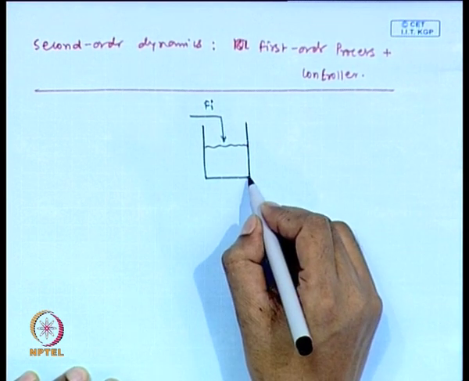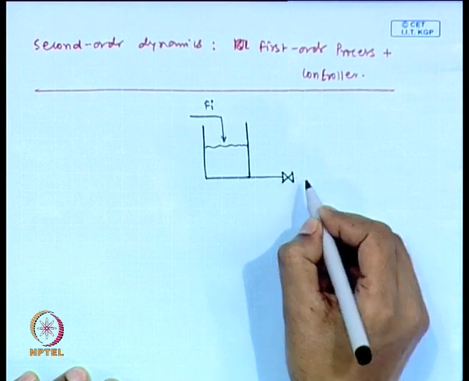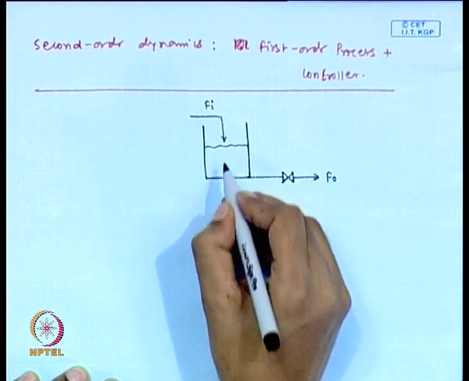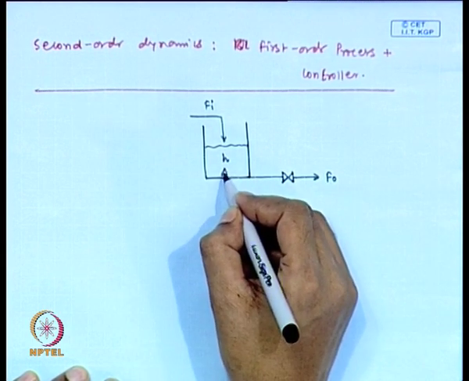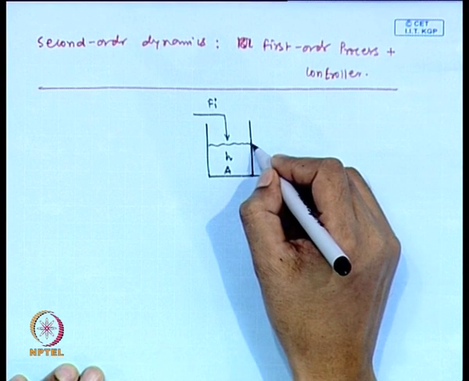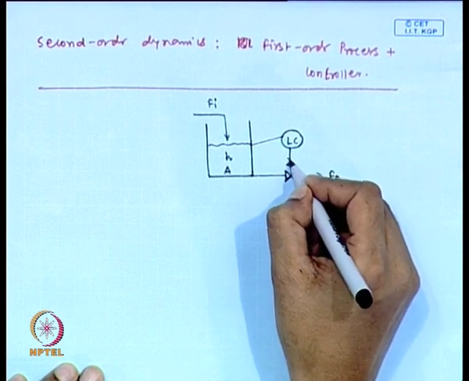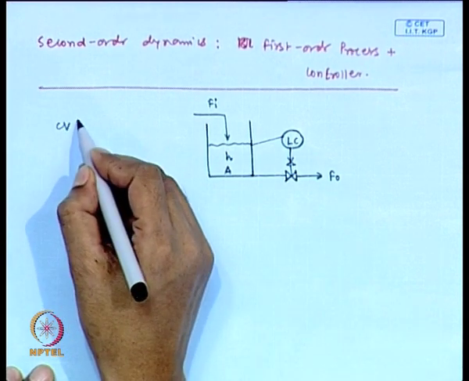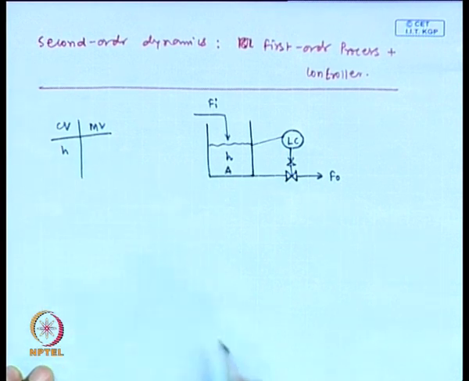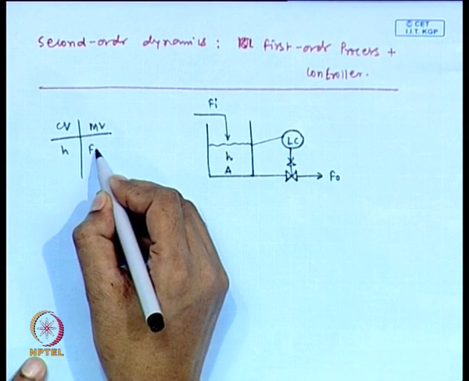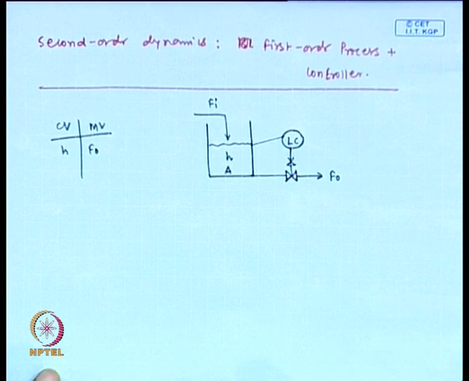Inlet flow rate is Fi and outlet flow rate is F naught. This is height, cross sectional area is A. Control objective is to maintain the height of the liquid in the tank. So, for that we need to employ one level controller. So, our control objective is to maintain the height of liquid in the tank, that means the control variable is H and the corresponding manipulated variable is F naught. Fine. This is the control pair for this case.